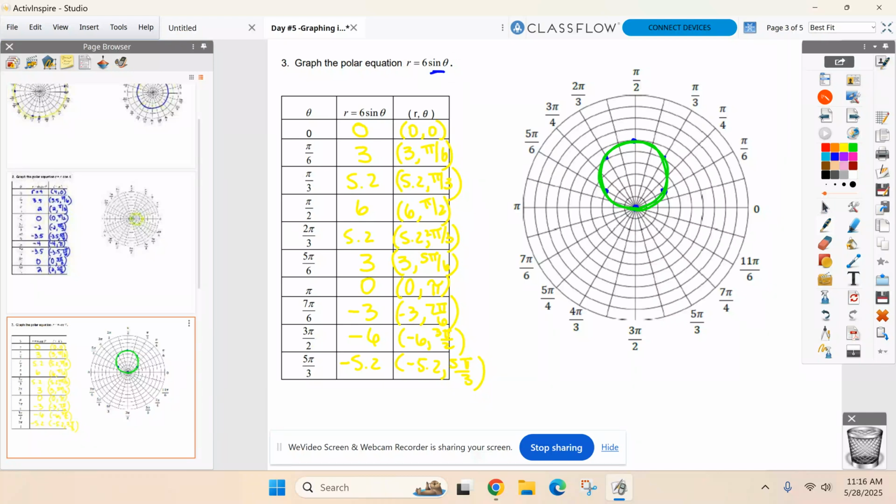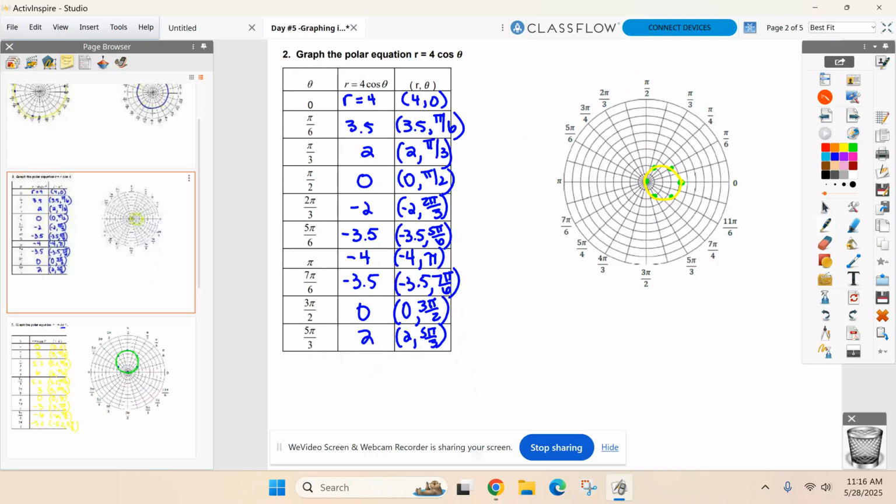Sine, always on the y-axis. All right, cosine, see where it ended up? On the x-axis. And you can always tell how far it goes out. Like this one here went out to 4. How do you think I could tell that at the beginning? The number out in front.